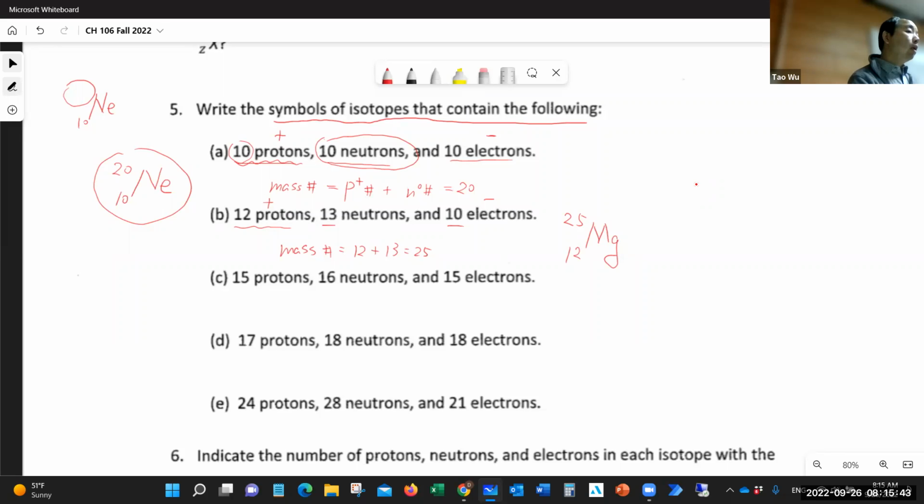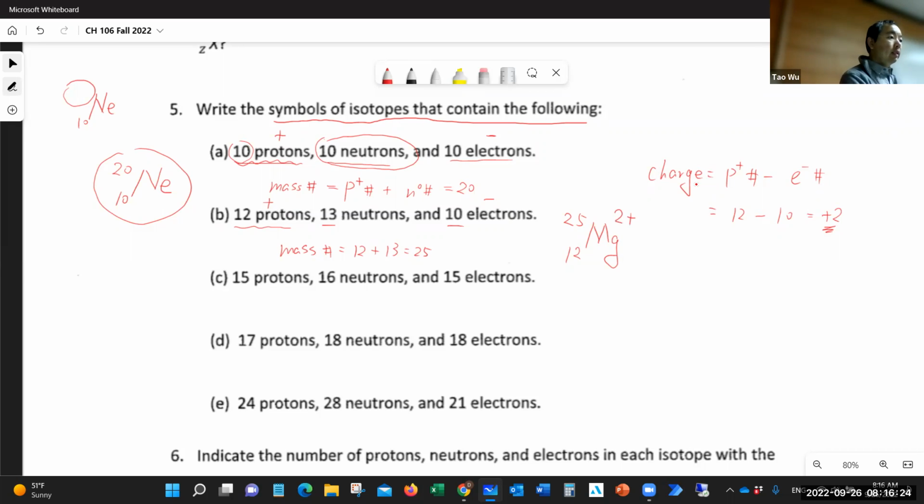How to do the calculation? The charge can be calculated by the proton number minus the electron number. This is generally an equation. Again, you have 12 protons minus 10 electrons, so in total we have a 2 positive charge. So that's why you're going to write 2 plus over here.